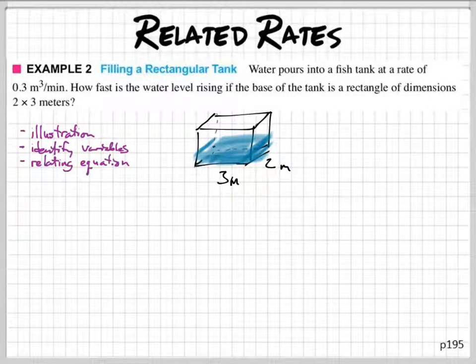It did give us a rate. So if you wrote the rate down, how would you label that rate? It says 0.3 meters cubed per minute. What would that rate be? How would you label that one? dV over dt? Is that how the volume is changing?